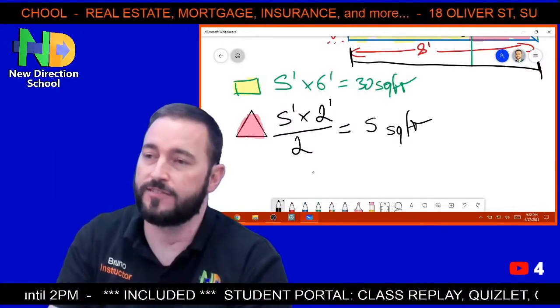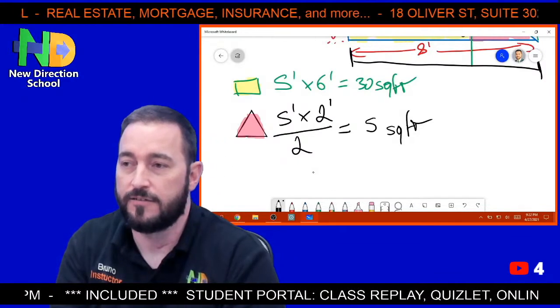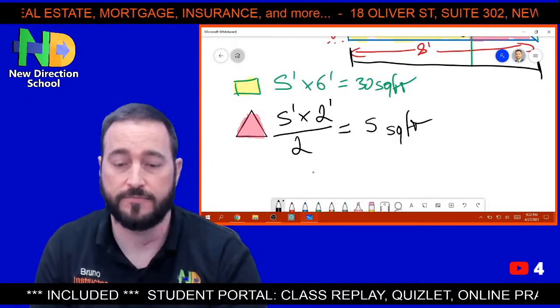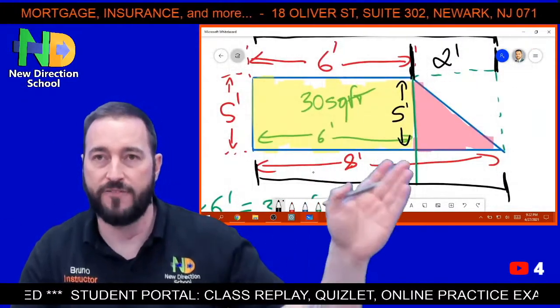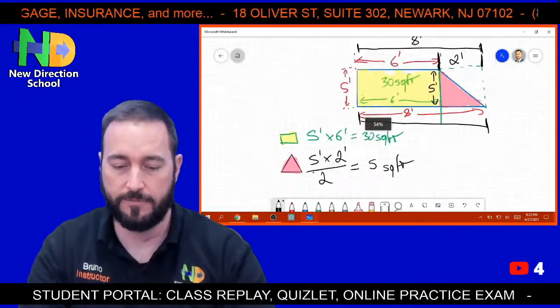Now, we got a problem because they're not asking what's the square footage of the triangle or what's the square footage of the rectangle. What are they asking? What is the total square footage of the area? So if we divided it, that's what we did here when we split it into 2. If we divide it into 2, now we got to put it all together.